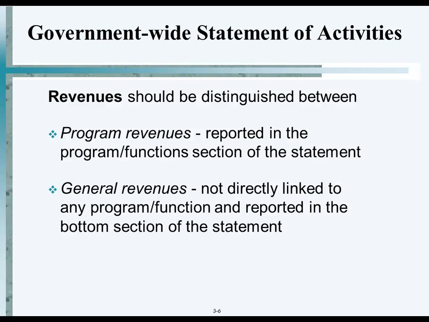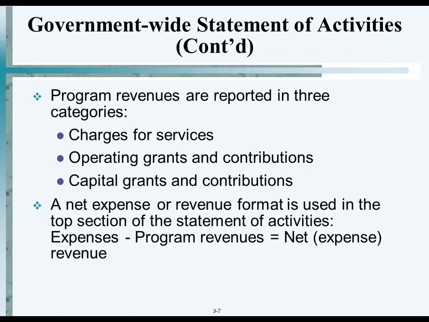And they're basically classified into 3 categories: charges for services. If you receive a grant from, for instance, the state or from somewhere else, so that you could run that activity, that's an operating grant. Or you might receive money to buy a piece of equipment that's used for recreation, for instance. That would also be program revenue. Okay.